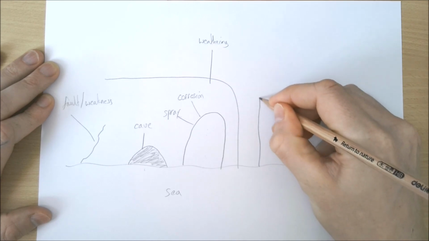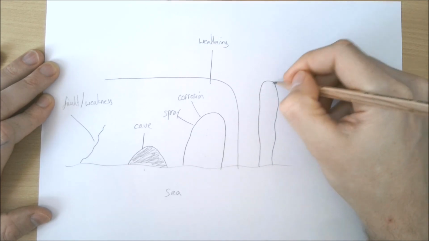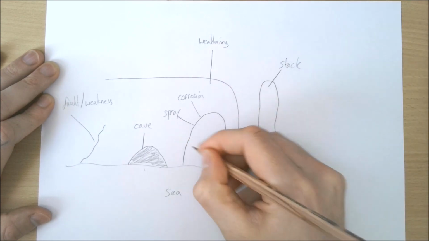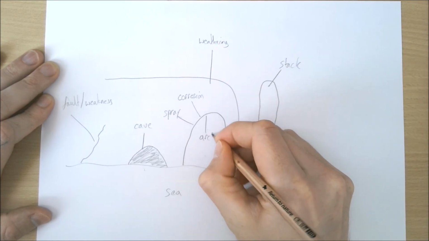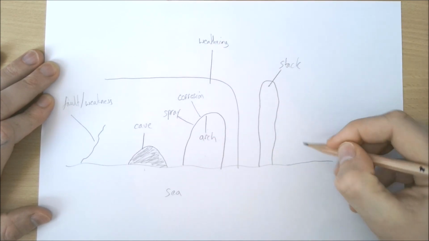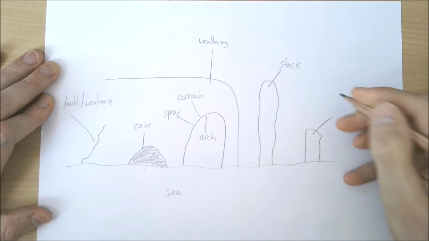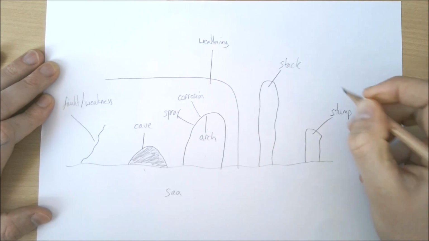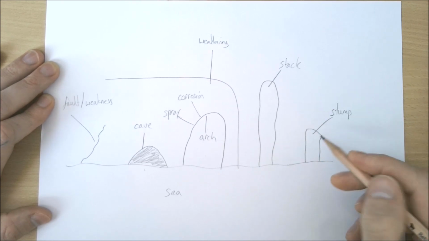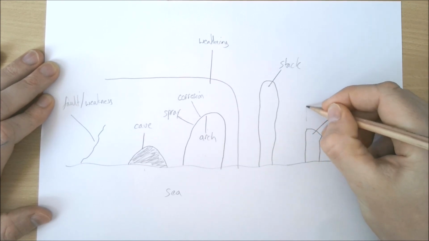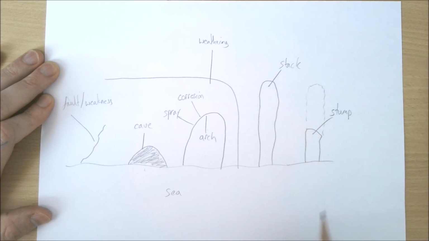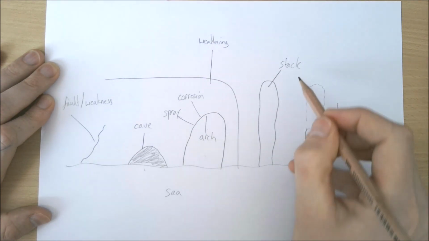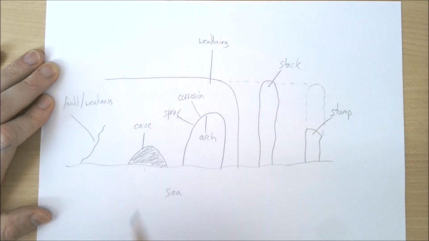So often off headlands we'll have a stack. I've forgotten to label this as well. This is an arch. Then often further out to sea there will be a stump. This is an old stack that's been there for much longer, and it has weathered because it originally would look like this. And if we go even further back in time, our original headland would look something like that. And that's how simple it is to draw headland features.